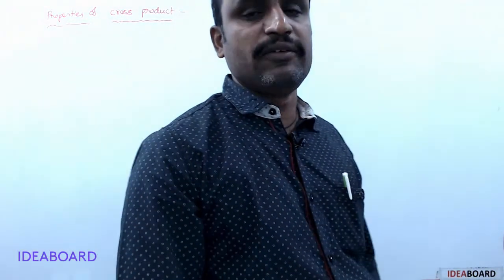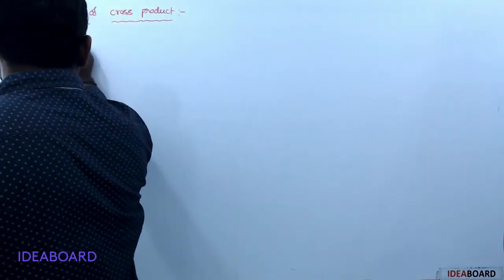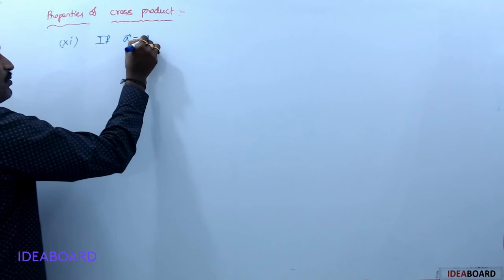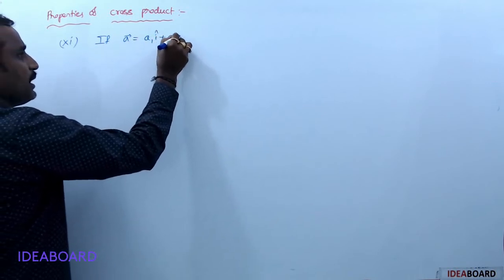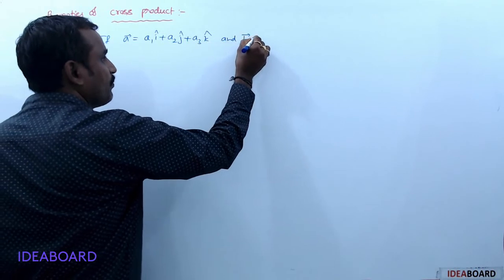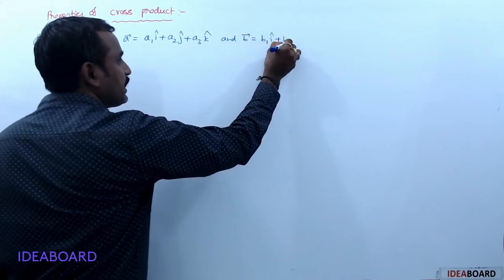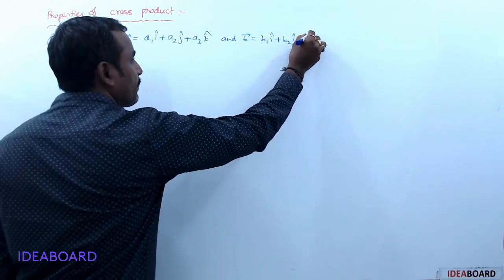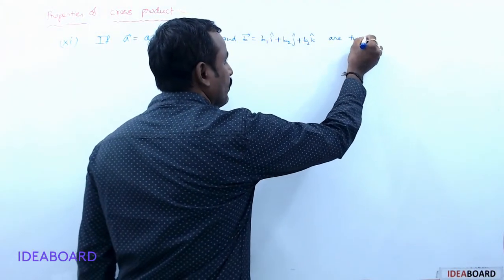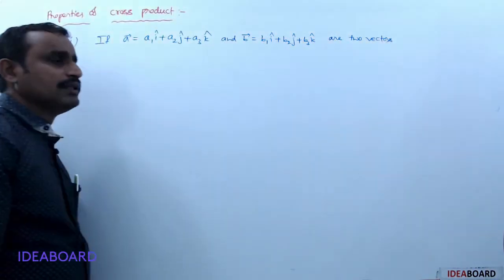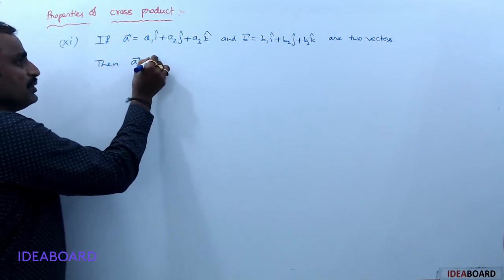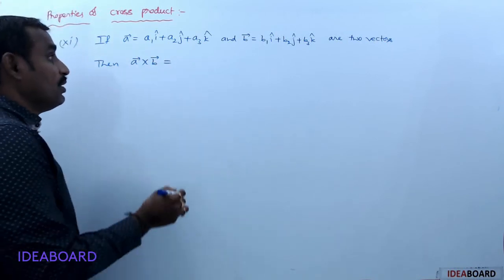Now property number 11. If A bar is equal to A1 I cap plus A2 J cap plus A3 K cap and B bar is equal to B1 I cap plus B2 J cap plus B3 K cap are two vectors, then the cross product between them, A bar cross B bar, is equal to, you can write in determinant form.